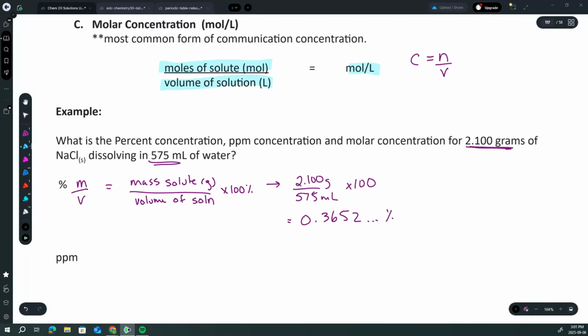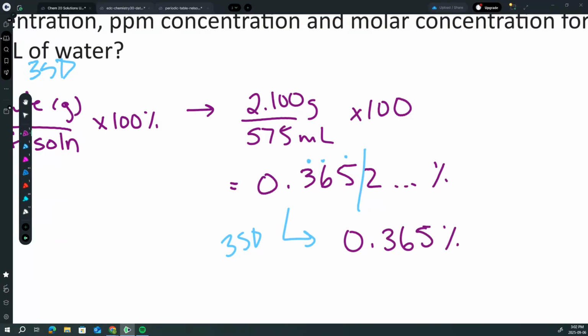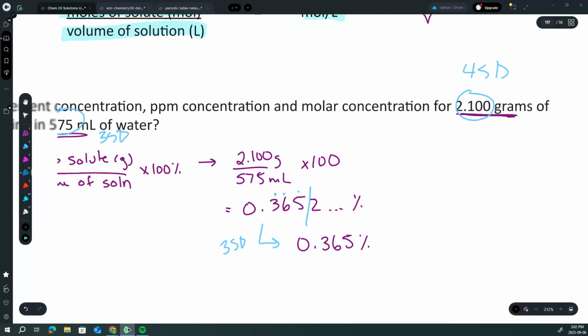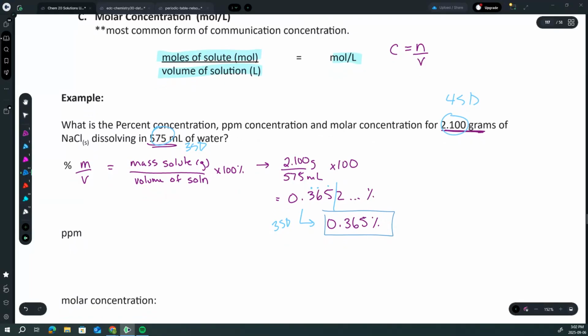All right, so looking at my numbers here, this is in 4 sig digs and this is in 3 sig digs. So I'm going to have to go with the least amount of sig digs. So that means my final answer should be in 3 sig digs. So 1, 2, 3. Remember, leading zeros never count for significant digits. And we have 0.365%. So that's the percent by mass concentration of the solution of sodium chloride.